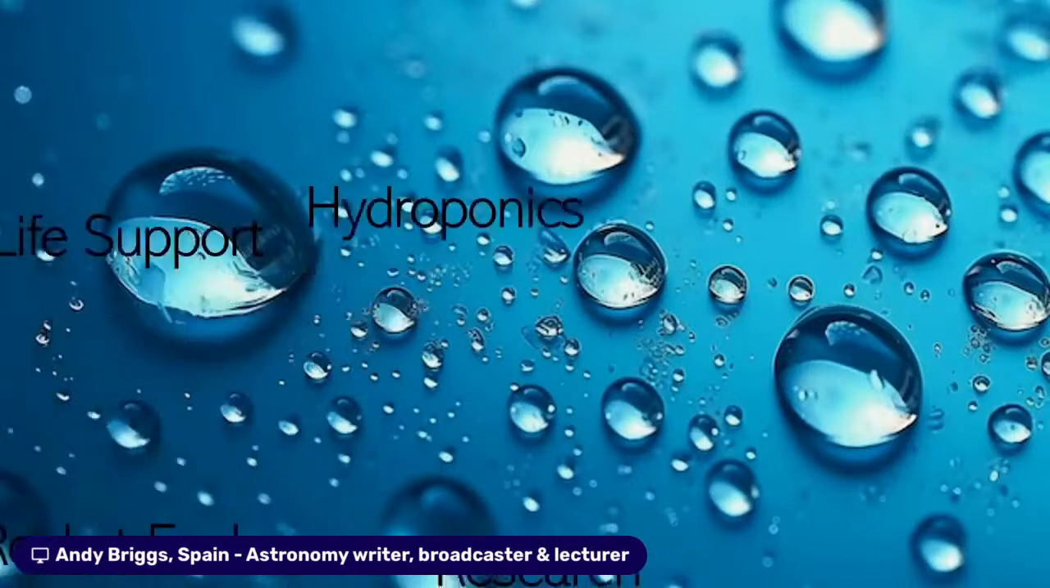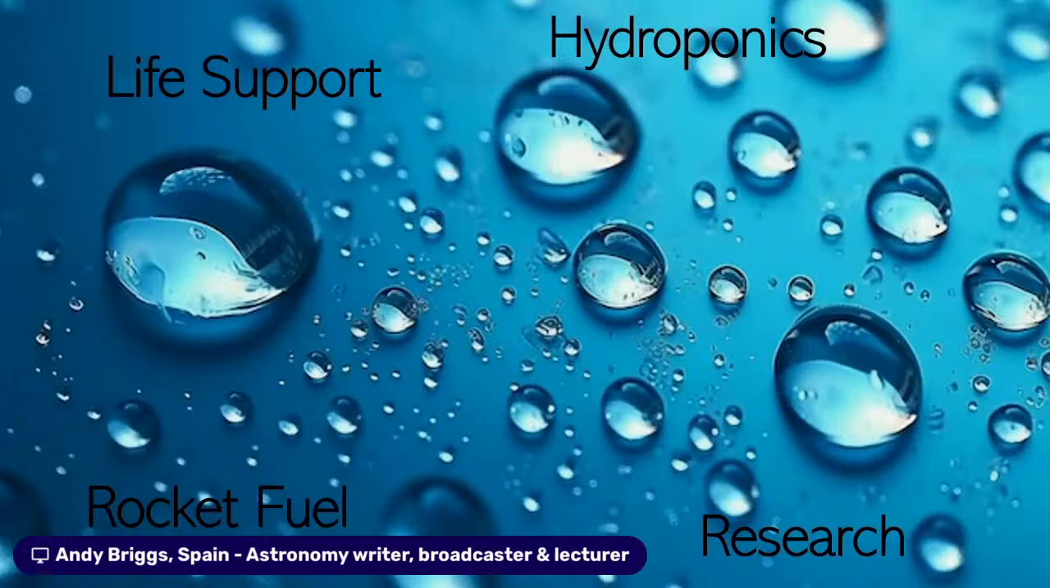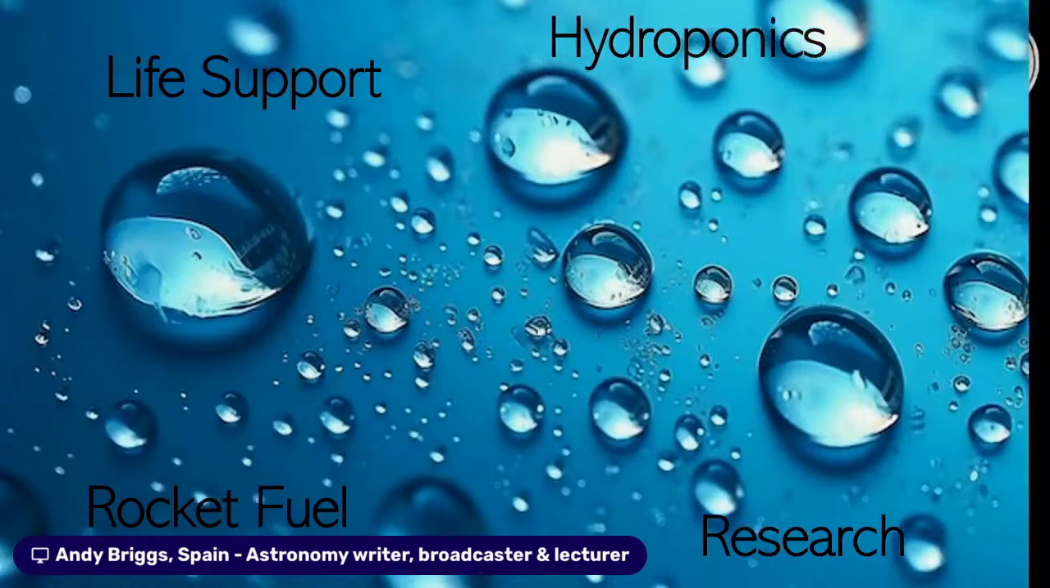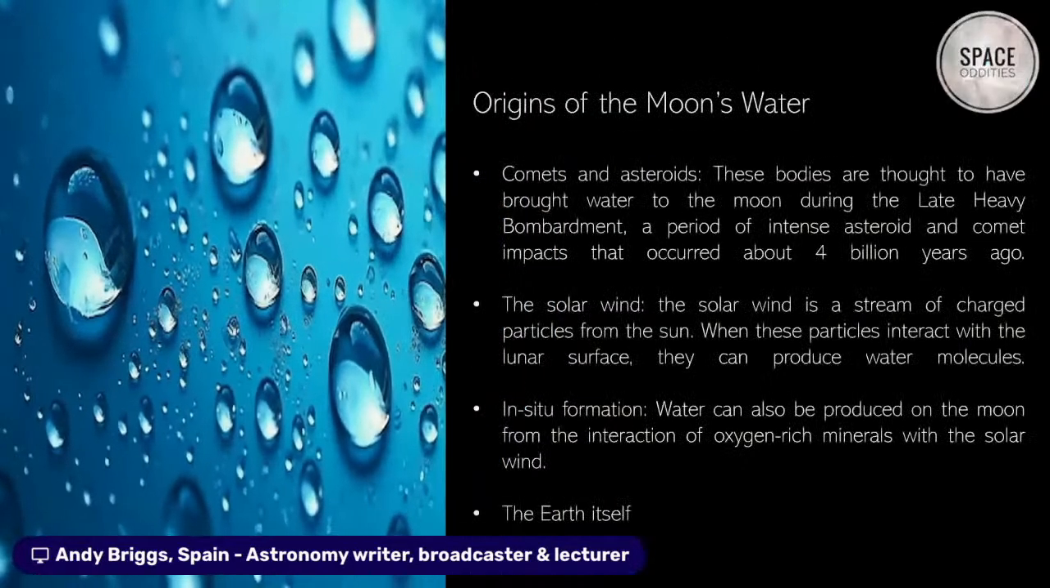Well, astronauts would use it for all sorts of things, but they would use it obviously to survive, for life support. They would use it for hydroponics, to grow plants on the moon. And they would use it for rocket fuel, because you can split the water into oxygen and hydrogen and make rocket fuel out of it. And of course, they would use it for research, general research about the moon. But there will be other things, I'm sure, that people will think of as well. So it's very, very interesting.